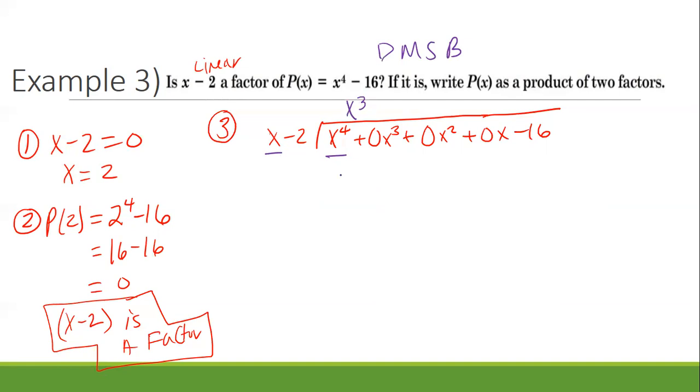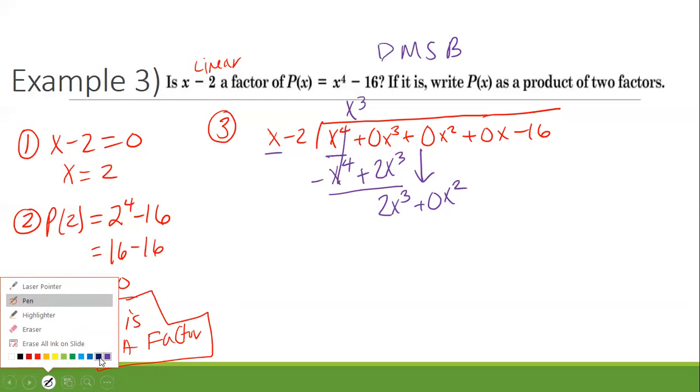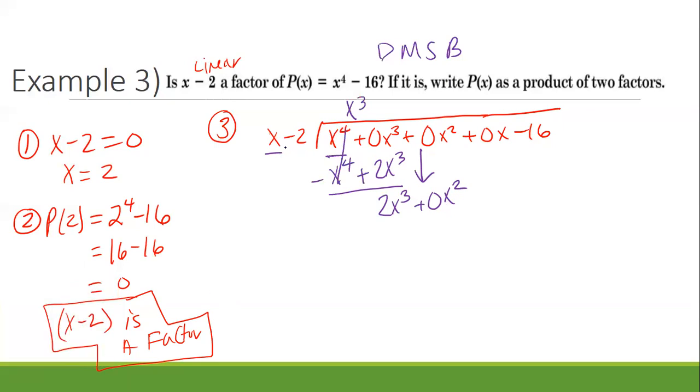x to the 3rd times x is x to the 4th. x to the 3rd times negative 2 is negative 2x to the 3rd. Now I'm going to subtract, changing my signs, and combine. 0x cubed plus 2x cubed is 2x cubed. And now I'm going to bring down and repeat. When you bring down, you only need to bring down enough terms to match the number of terms in your divisor. So I have 2x cubed divided by x. 2x cubed divided by x is 2x squared.